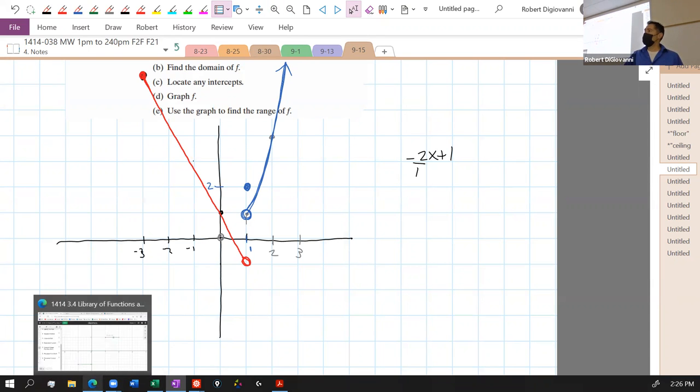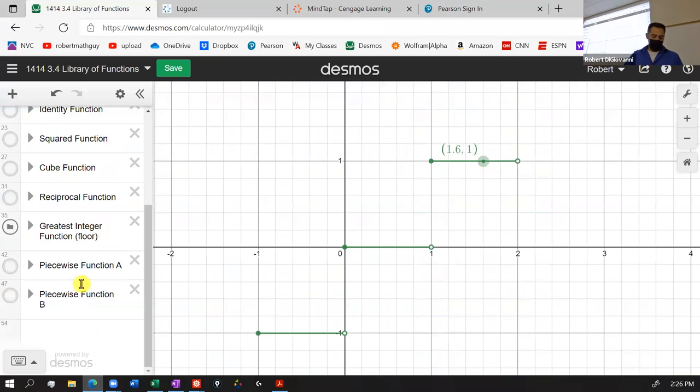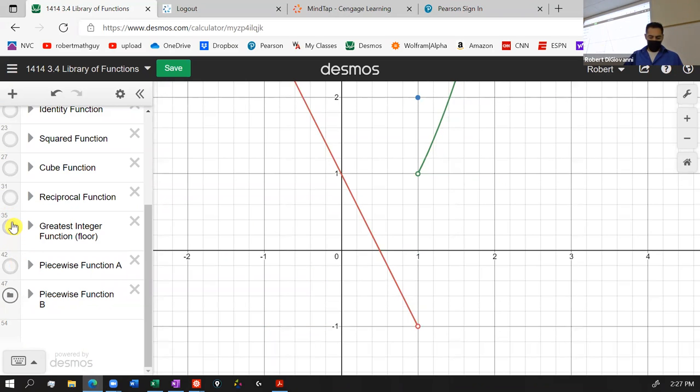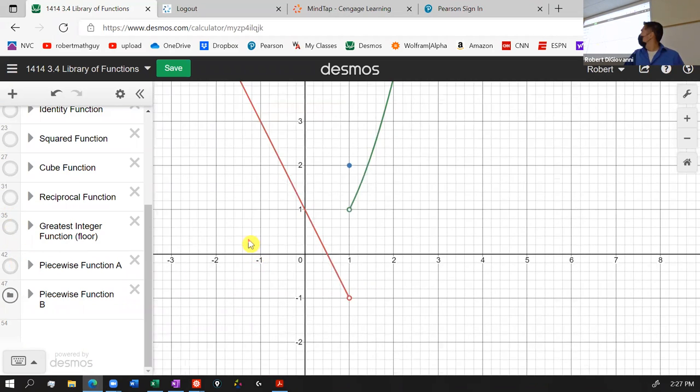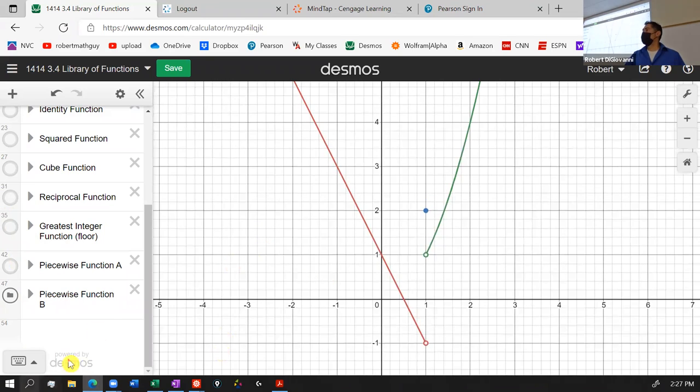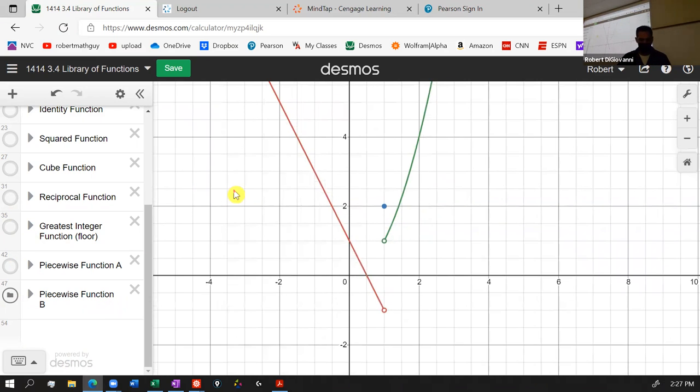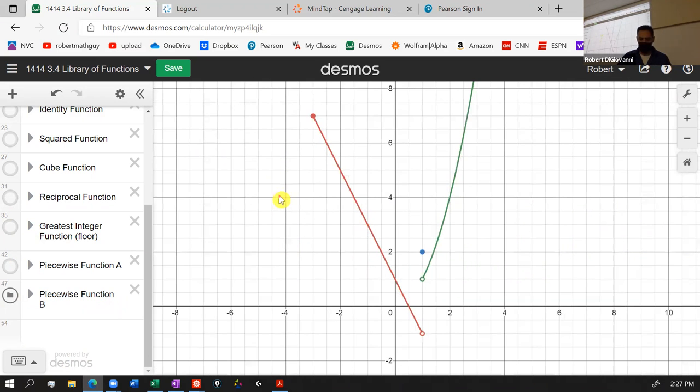Does that make sense? Now I'll show you, I did it on the computer already. So here's what it looks like drawn properly on the computer. That's the graph on the computer. Actually, hold on, I gotta zoom out here because it stopped. Sorry, it stops. This is what it looks like. Questions?